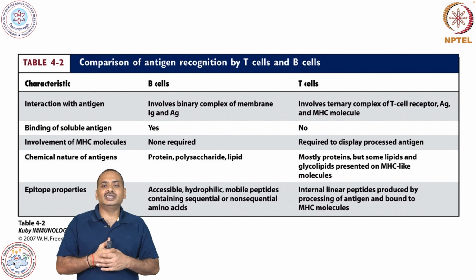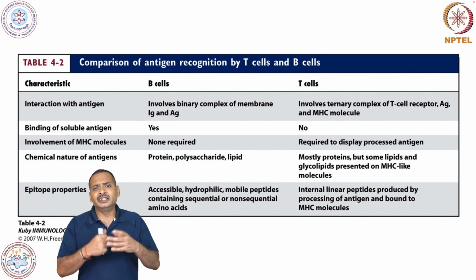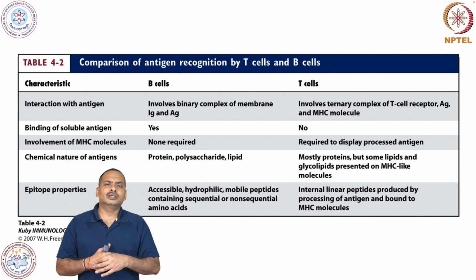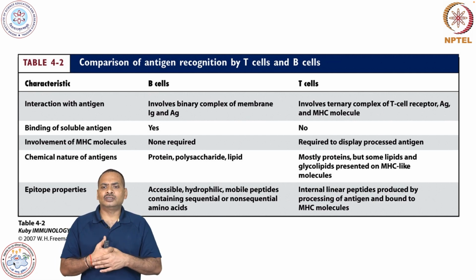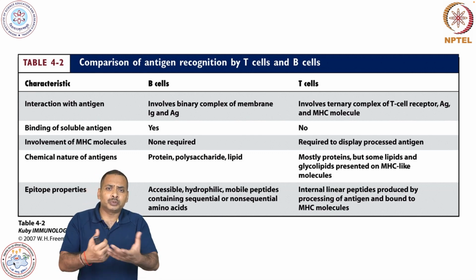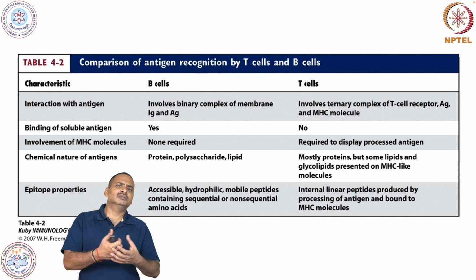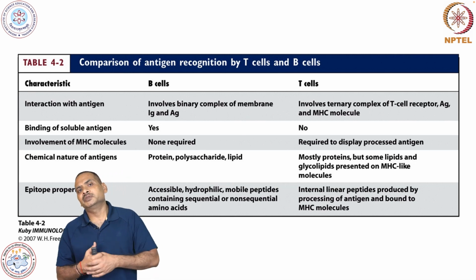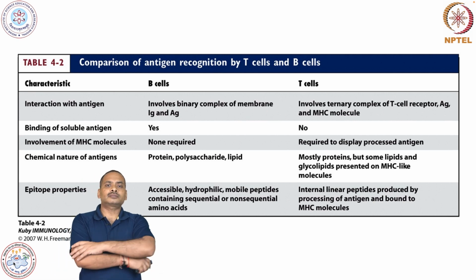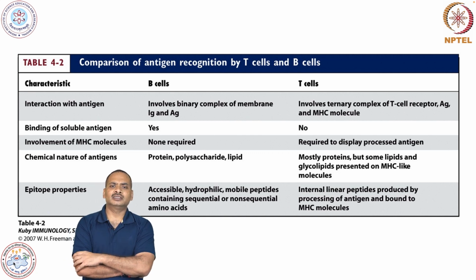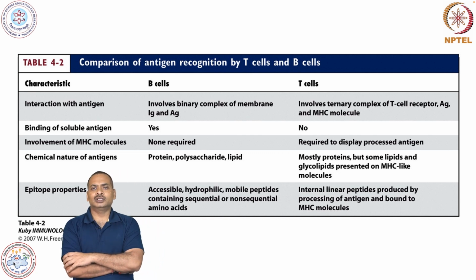In the case of a T cell, it is basically an internal linear peptide produced after processing of the antigen, and it is bound with the appropriate MHC molecule. It may be CD1, it may be MHC class 1, or it may be MHC class 2. So, this is a comparison of antigens recognized by T cells and B cells. Now, let us move on.